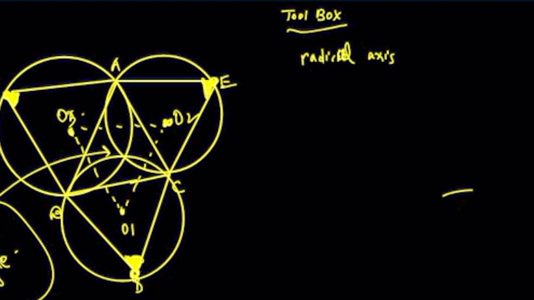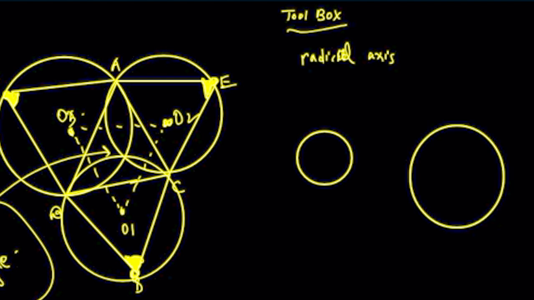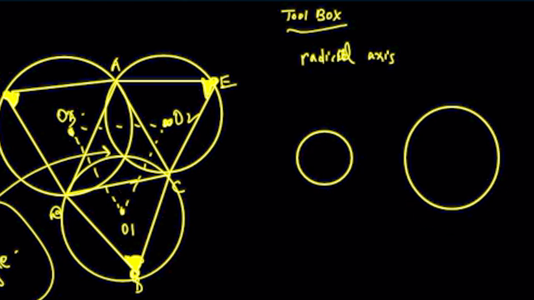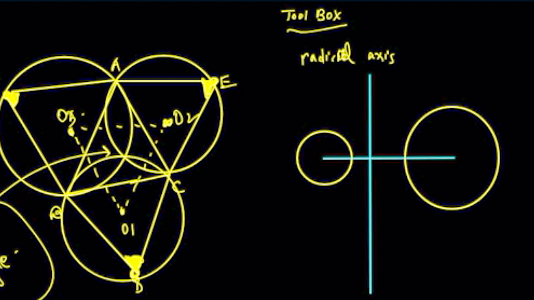The gist is this, that the radical axis of two circles is usually defined like this. It's a line that is perpendicular to the line joining the centers.